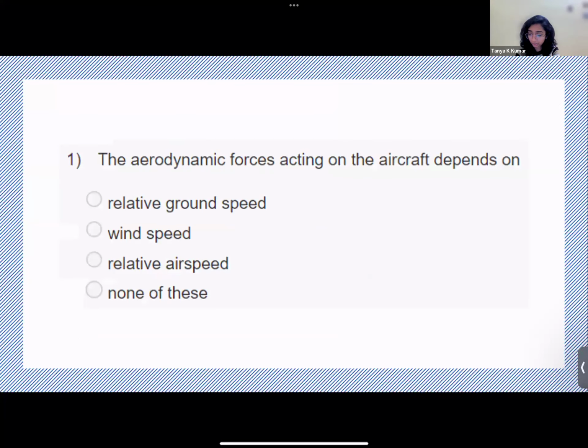Now we'll move on to week 2 questions. Again, a very easy question to begin with. The aerodynamic forces acting on the aircraft depend on.